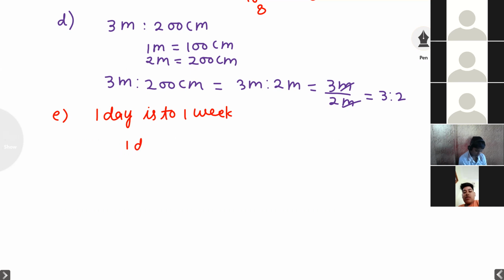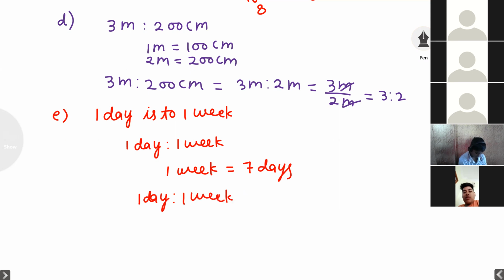Firstly, I will write 1 day is to 1 week. Down here I will write 1 week is equal to 7 days. Then I will write 1 day is to 1 week is equal to 1 day is to 7 days. Now 1 divided by 7. Answer is 1 is to 7.